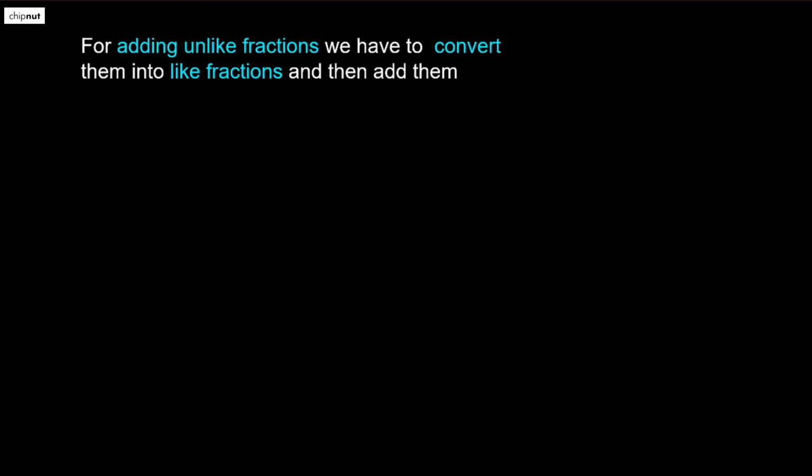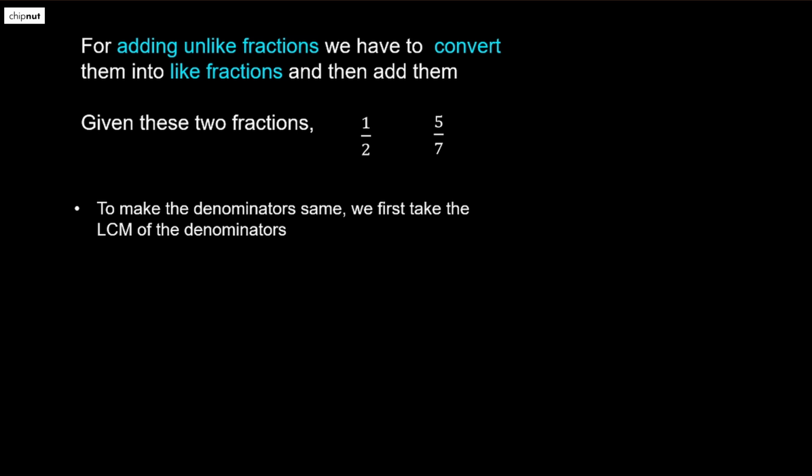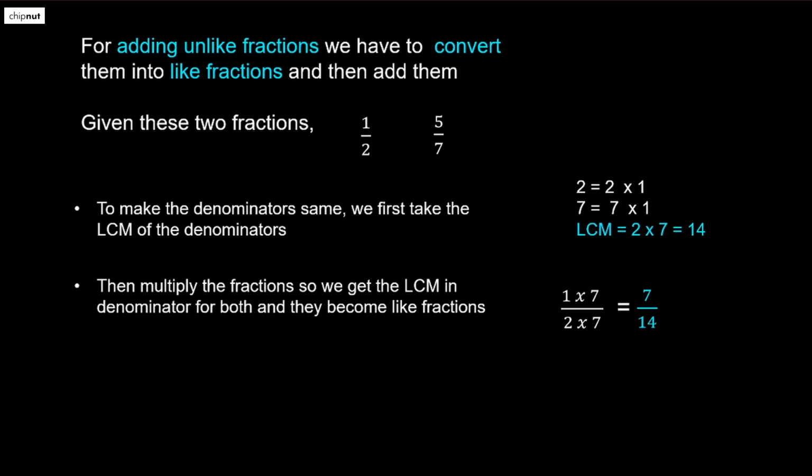Addition of unlike fractions. For adding unlike fractions, we have to convert them into like fractions and then add them. So suppose we are given these two fractions, 1 by 2 and 5 by 7. To make the denominator same, we again do the LCM like we have seen in the previous case. LCM here is 14. Then we multiply the fractions by the numbers which give us denominator as 14. For example, for the fraction half, we multiplied the denominator by 7. We have to also multiply the numerator by 7 and we get 7 by 14.